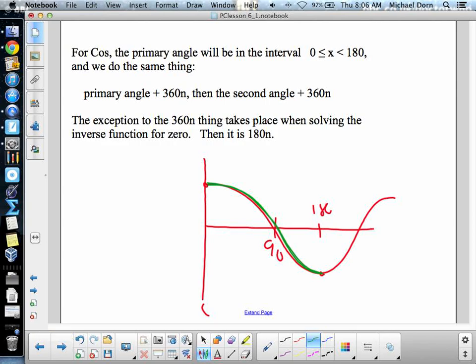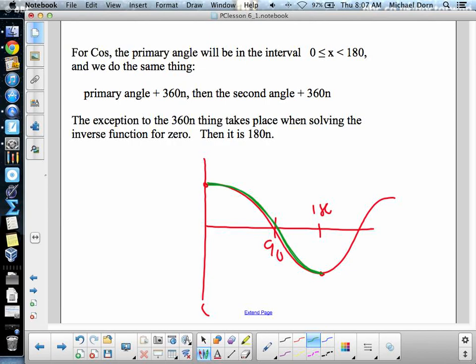So my solutions for cosine inverse are the primary angle plus 360n, and then the second angle, whatever that second angle is on that 180 to 360 range, wherever that second solution is going to be, plus 360n. And we just keep adding 360n, 360n, 360n. The only exception to adding 360n to these is when we're dealing with a solution of 0.